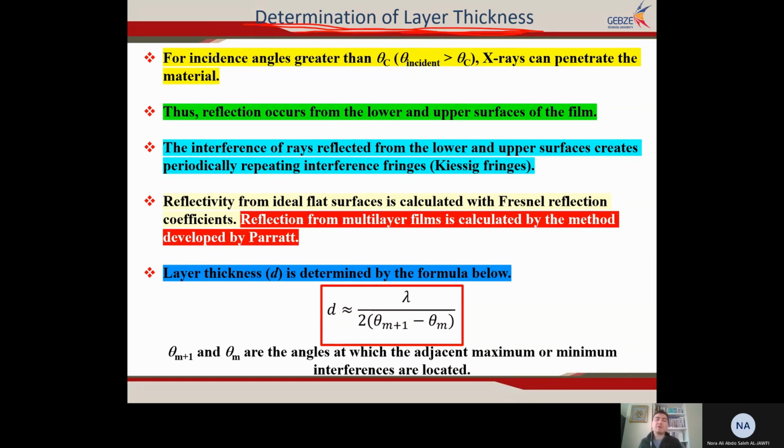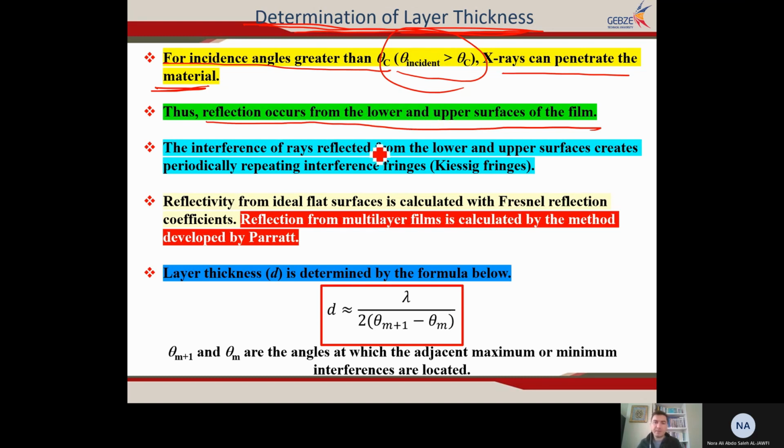Okay, so for incident angles greater than theta critical, X-rays can penetrate the material. We have already discussed that before theta critical, the whole incoming X-ray is reflected from the surface, and the total external reflection condition occurs. But if theta incident is bigger than theta critical, then reflection occurs from the lower and upper surfaces of the films.